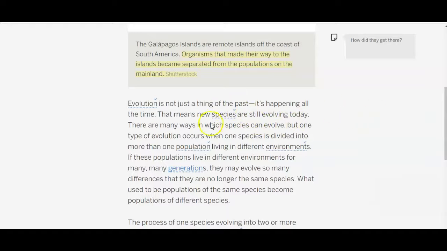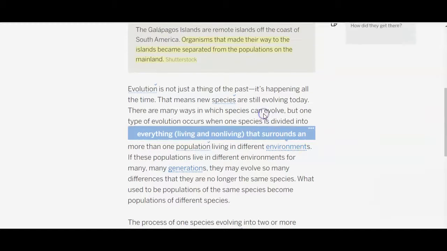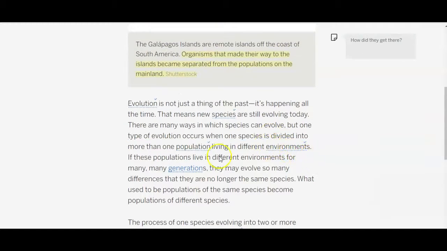All right, so let's just recap on population. A group of the same type of organisms living in the same area, and environment, everything living and non-living that surrounds an organism. Okay, so right now, my environment has been my bedroom. I'm sure we're all dying to get out of our environments. So if these populations live in different environments for many, many generations, they may evolve so many differences that they are no longer the same species.